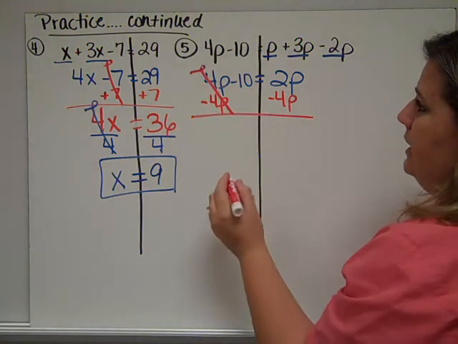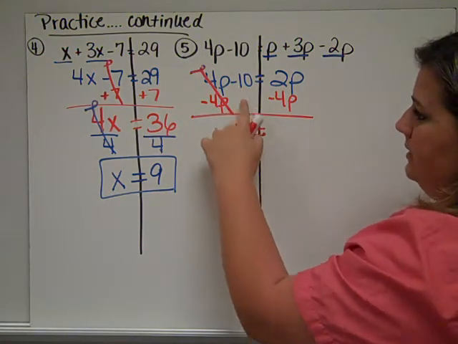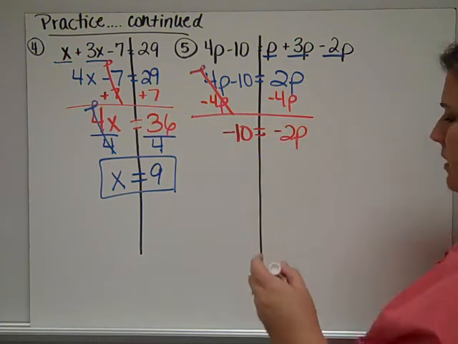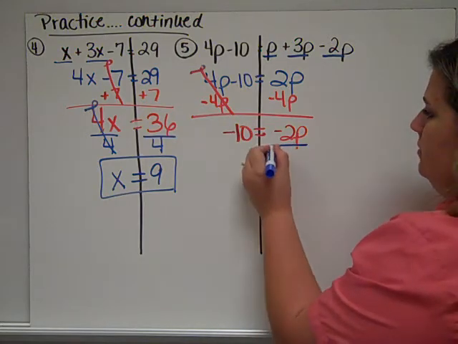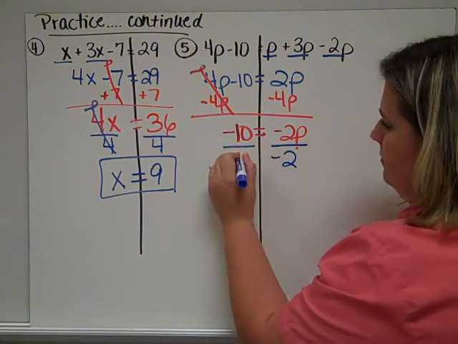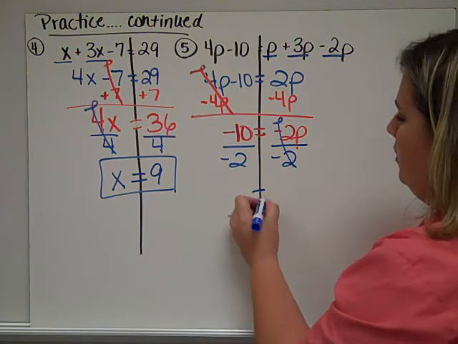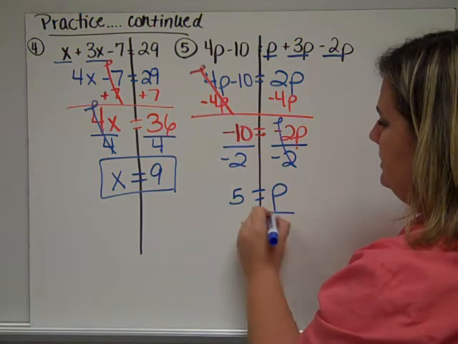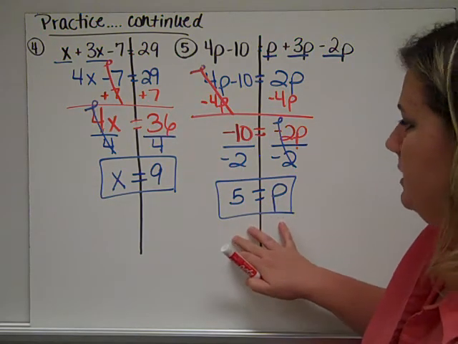So positive 4 and negative 4 add up to 0. Negative 10 comes down, and this is a negative 2. My coefficient is negative 2. And negative 2 divided by negative 2 is positive 1. Negative 10 divided by negative 2 is positive 5. Again, I have one solution to this equation.